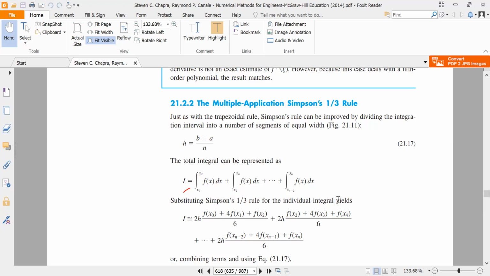Then the question here is, between x0 and x2, how many data points do you need in order to apply the Simpson's one-third rule? Sir, 3 data points, because you need 3 points, isn't it? Yes, sir. If you need 3 points, then between x0 and x2 you need another intermediate point, x1, so that you can apply the rule there.